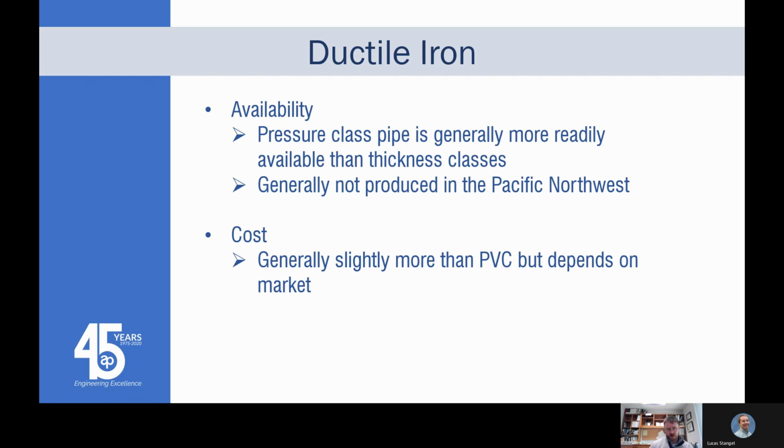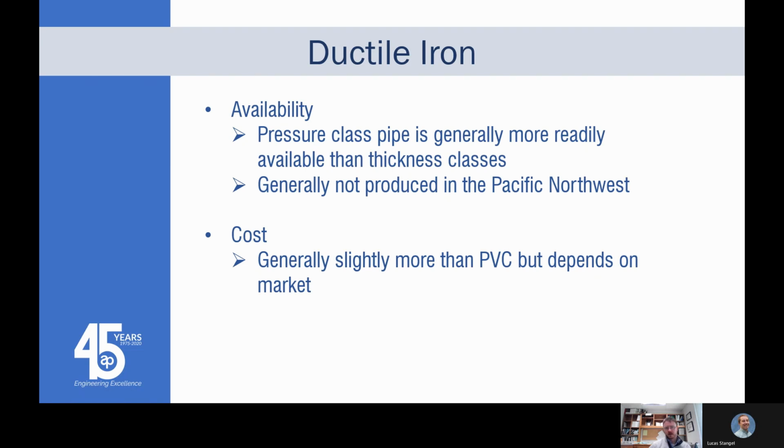And then again, cost, generally it's slightly more than PVC, but it depends on the market. I know, getting this secondhand from talking to an engineer the other day, with what PVC prices are doing now, there was a time not all that long ago that PVC markets got a little volatile like this. We had a project in Boardman where we bid both ductile and PVC as options, and ductile iron was actually more competitive. So there's the standard, but there are times when market conditions warrant taking a look at both, and you might be able to get ductile iron at a better price.